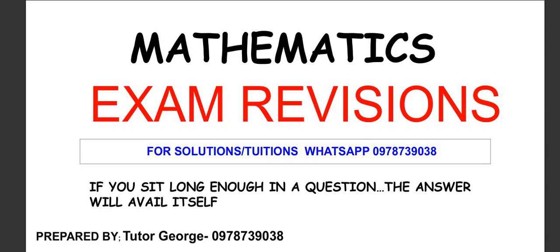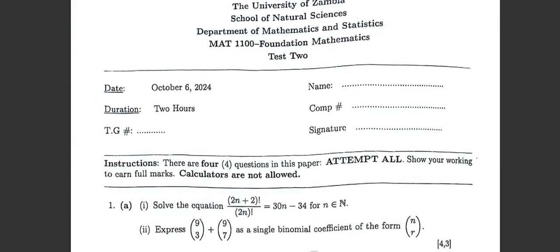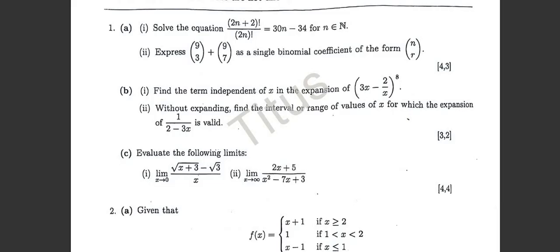Look at this document. We're going to start with the first paper in the document. So this is test 2. It's for last year, but it's for these other guys, the 1100 guys. Look at the first question here. It says, solve the equation: 2n plus 2 factorial over 2n factorial is equal to 30n minus 34.